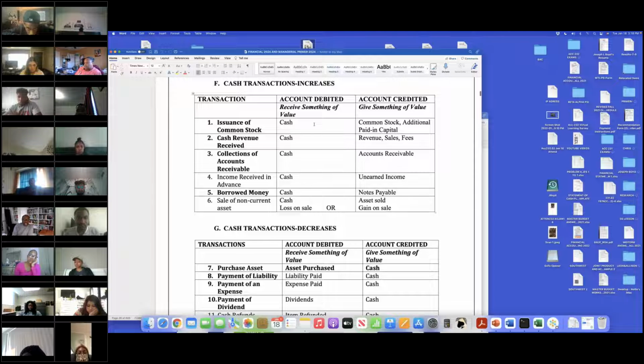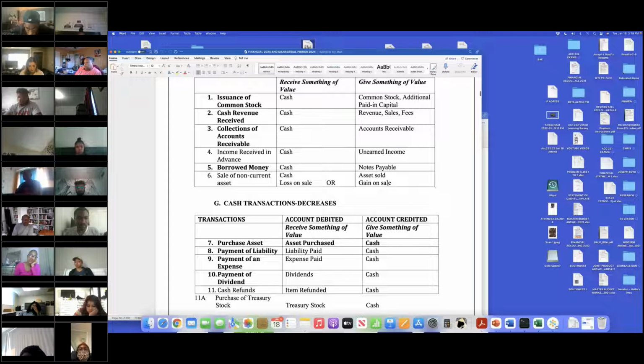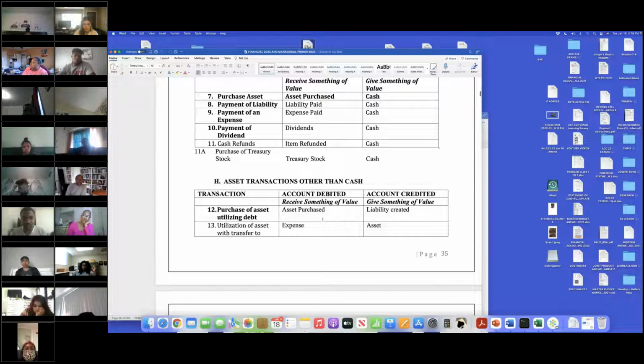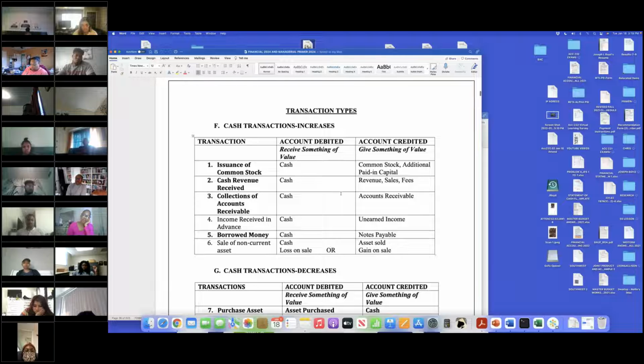When we pay cash out, we're going to debit what was paid out and we credit cash. Then we have transactions other than cash. Purchase of an asset, utilizing debt, and sales on an account. Now, 2 things. You need a hard copy of transaction types. So when you come to class on Thursday, you have a hard copy of these transaction types.